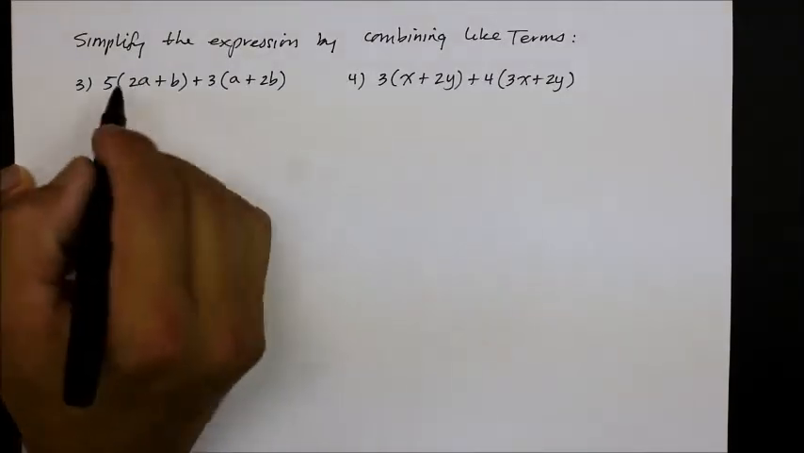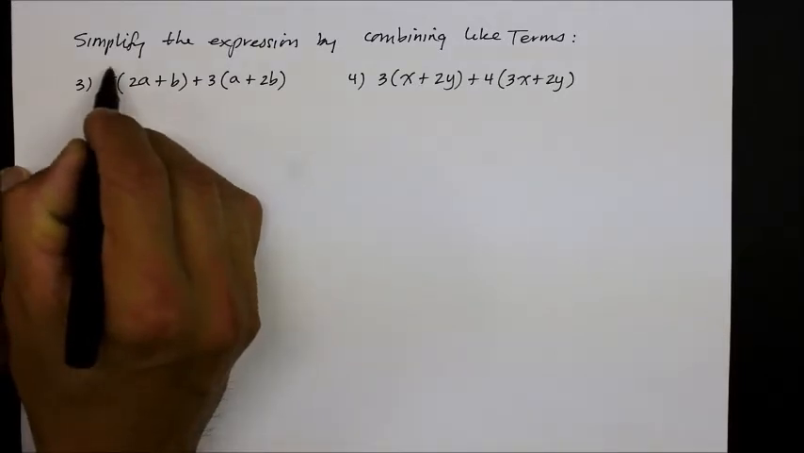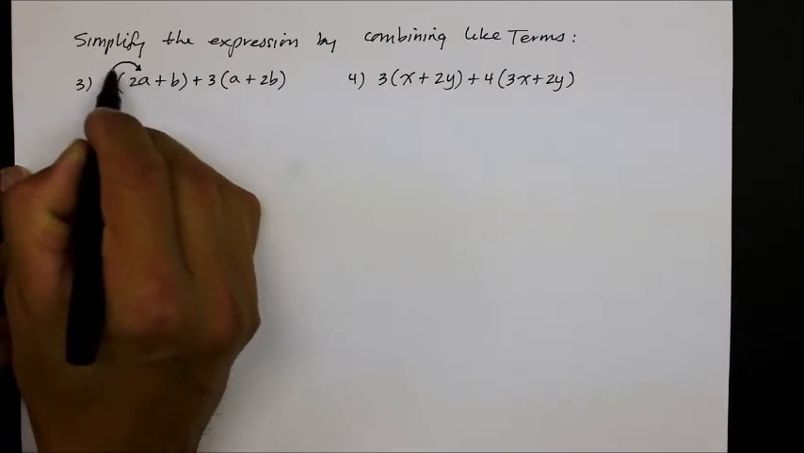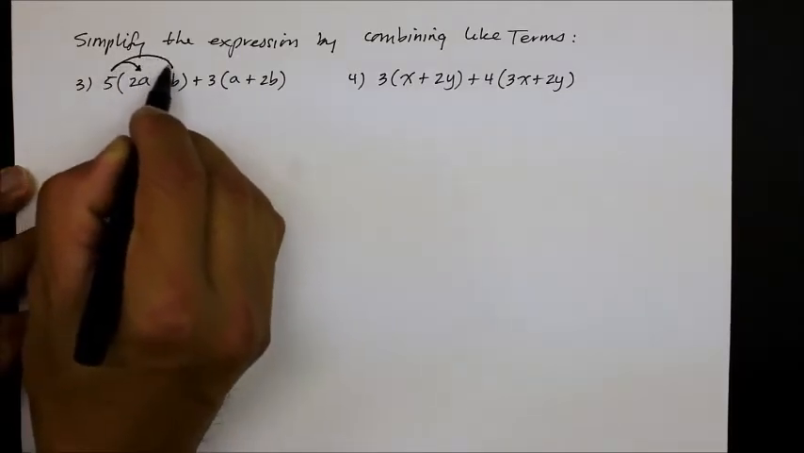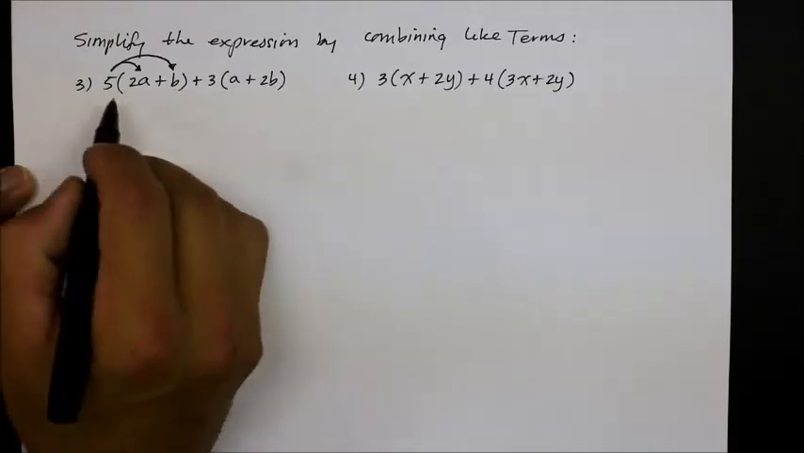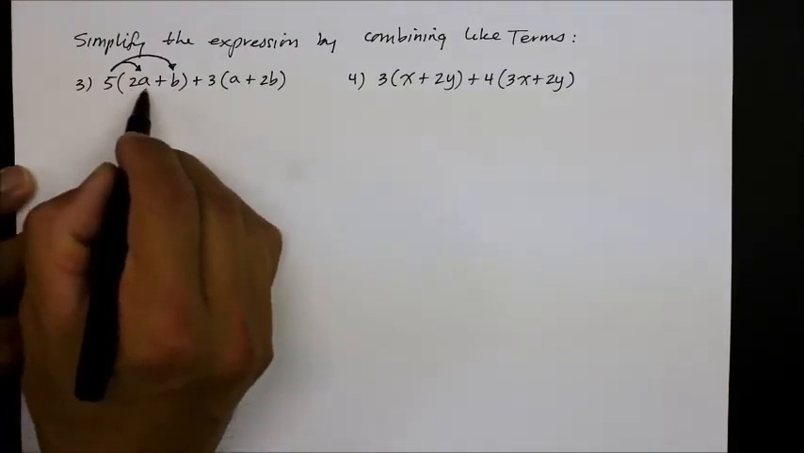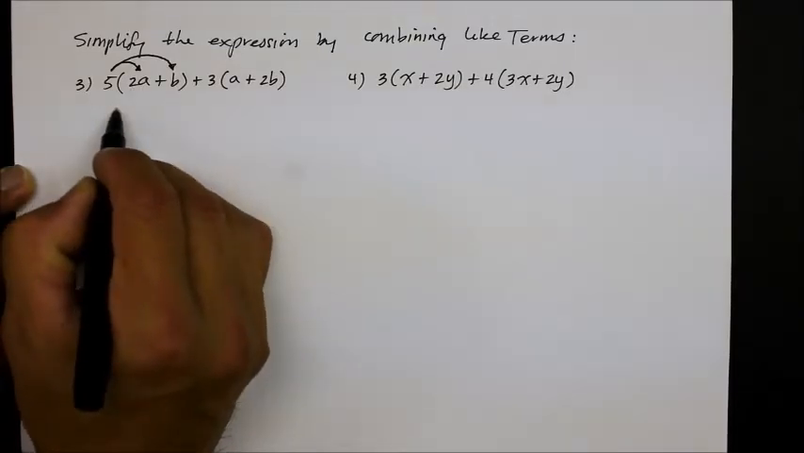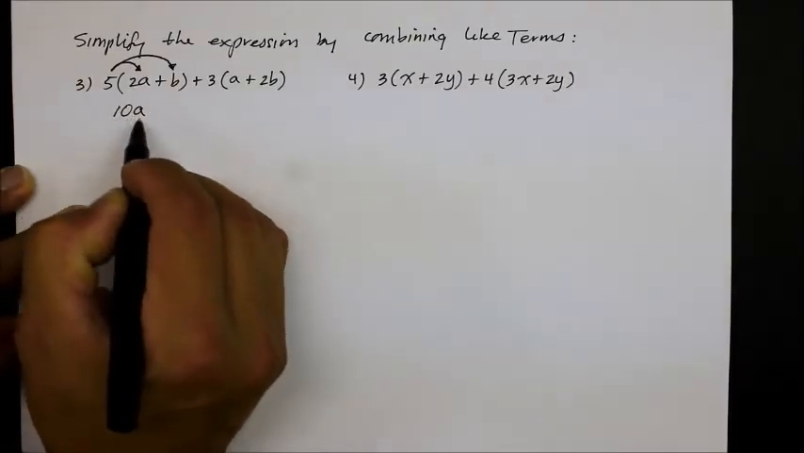So you take that number outside the parentheses, take that 5, and multiply to the first term inside, and also don't forget to multiply to the second term inside the parentheses. In this case, 5 times 2a. So you multiply 5 times 2, and the a follows along as 10a.